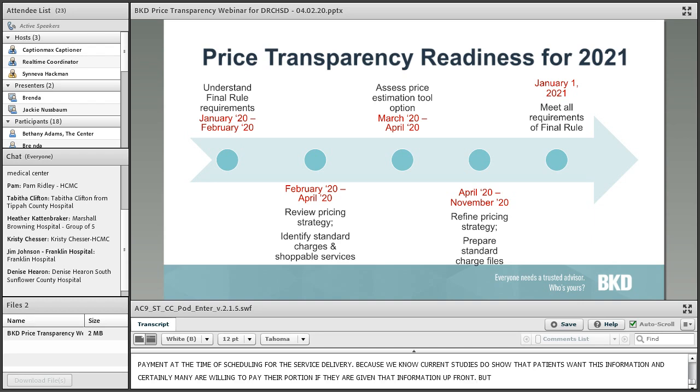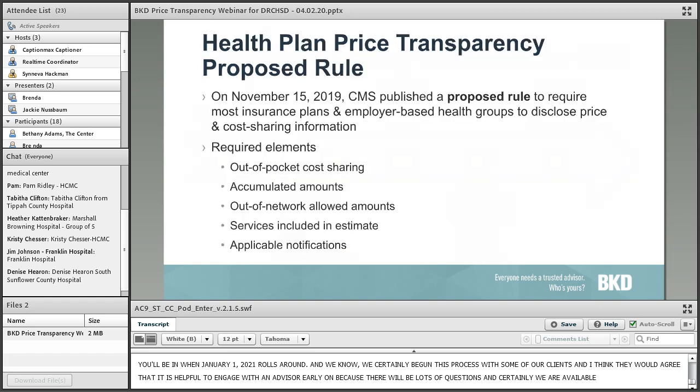And consider if you could share with your patient what the charges are, but more importantly, it's going to enable you to answer their questions about their out-of-pockets. How much will it be? How much will it cost them? And then follow up and ask for the payment at the time of scheduling for the service delivery. Because we know current studies do show that patients want this information, and many are willing to pay their portion if they're given that information up front.